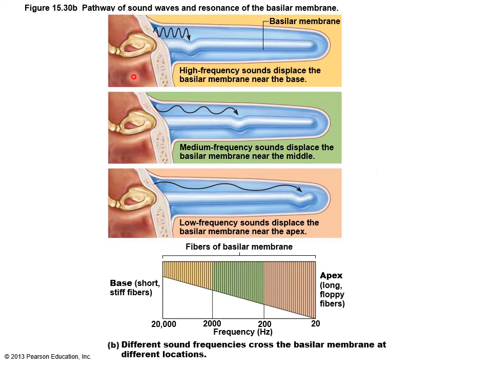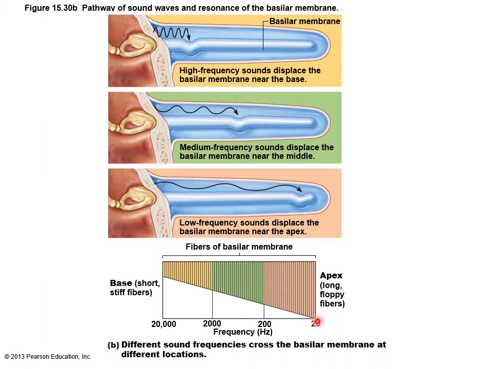So the pathway of sounds, here's your basilar membrane. So high frequency sounds actually are picked up in this area. And if you look down here, you'll see that in the beginning of the cochlea, the fibers are short and stiff, very tight fibers, and that's your high end. That's 20,000 hertz. Down at the other end, these are long, floppy fibers, going down to 20 hertz, and so your low sound is here.